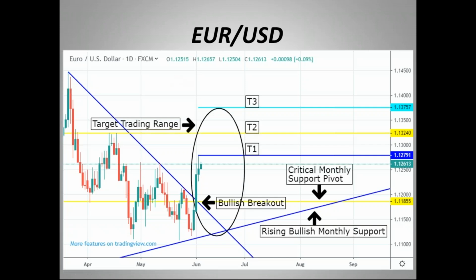So first we have the euro US dollar. The euro US dollar over the past almost week has had an explosive move to the upside. At least that's the way it looks on the chart. Now, on the chart, you have to look at this little elliptical range. This is what is going to be our target trading range over the next week and a half to 2 weeks.